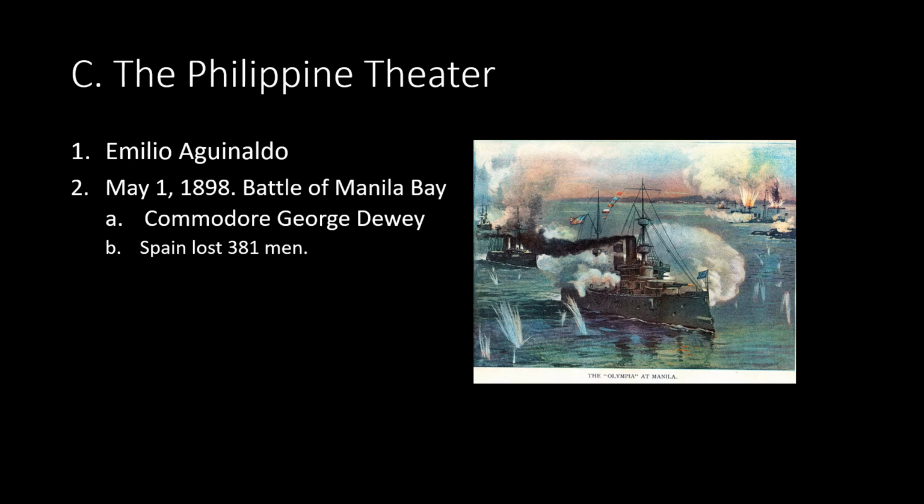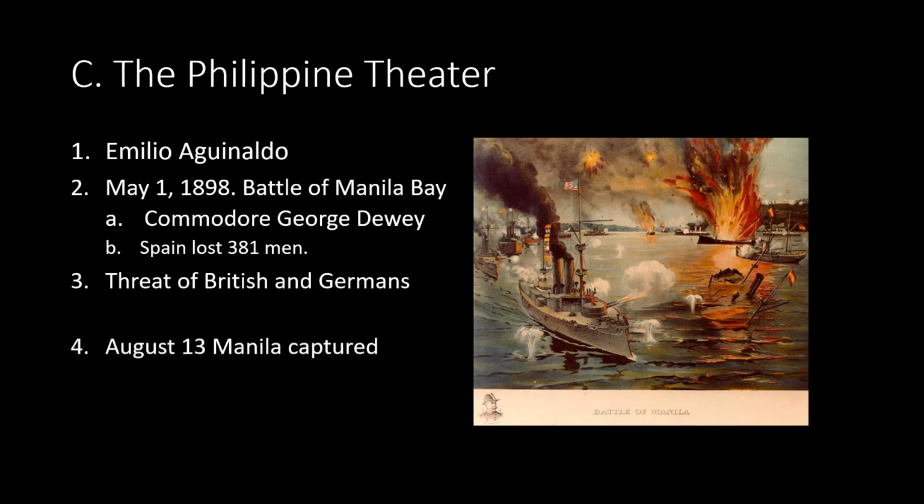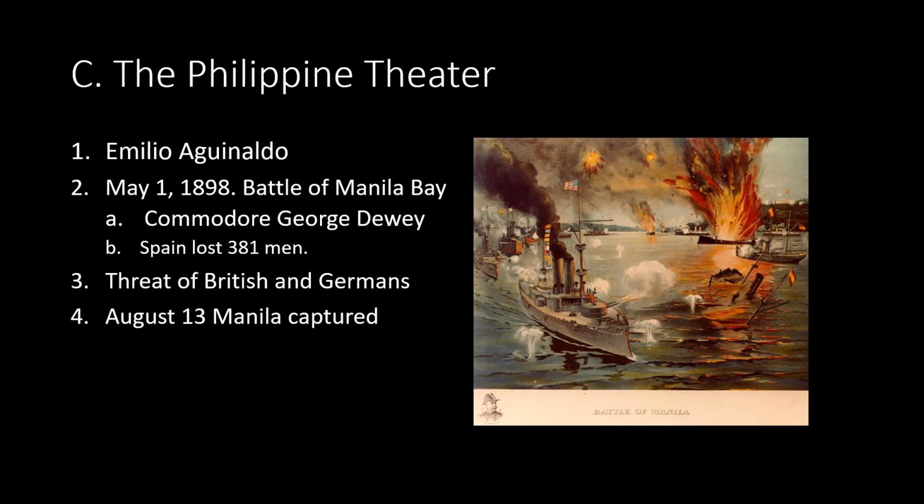Dewey had no soldiers to put on the shore, and he remained several months waiting for reinforcements, as the British and the German warships cruised offshore waiting to strike if the Americans did not seize the Philippines. On August 13th, Emilio Aguinaldo declared the Philippines independent, and on June 12, 1898, with his help, Manila was captured. On August 13th, victory led to the annexation of Hawaii and the desire to keep the Philippines for future markets.